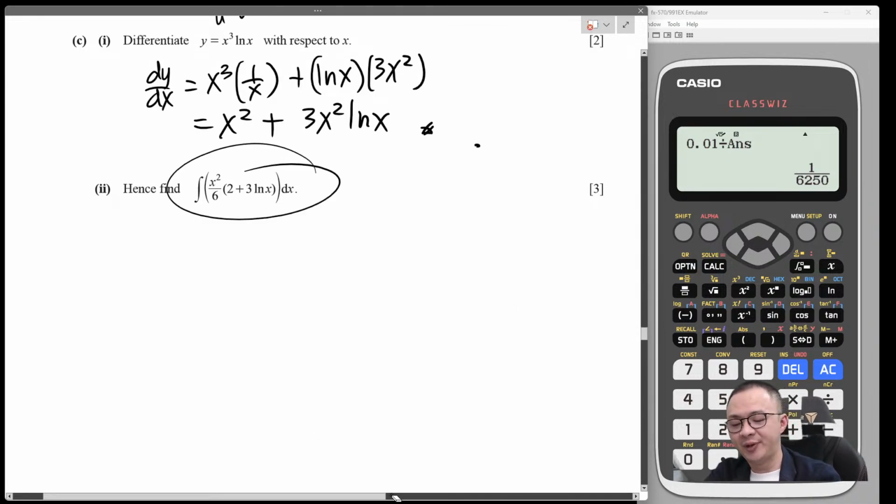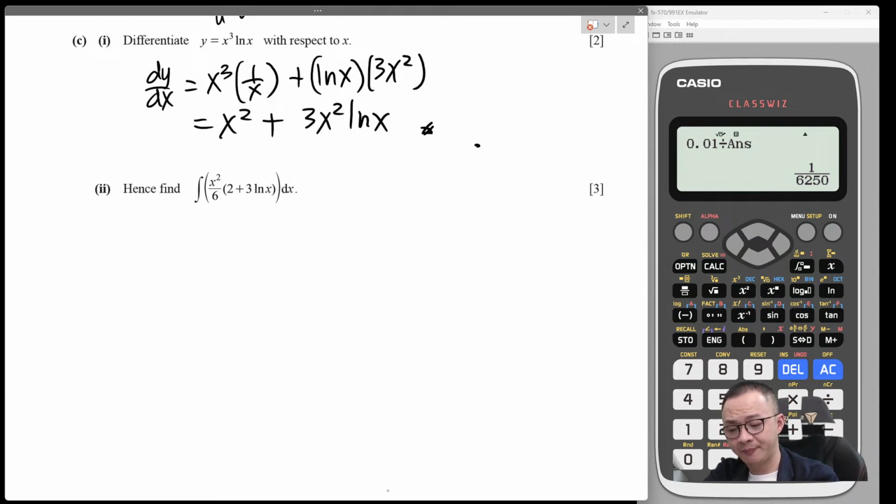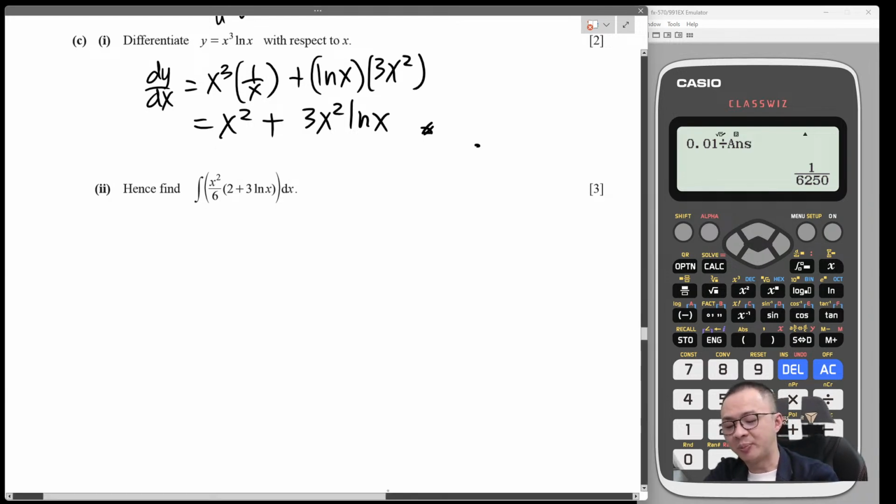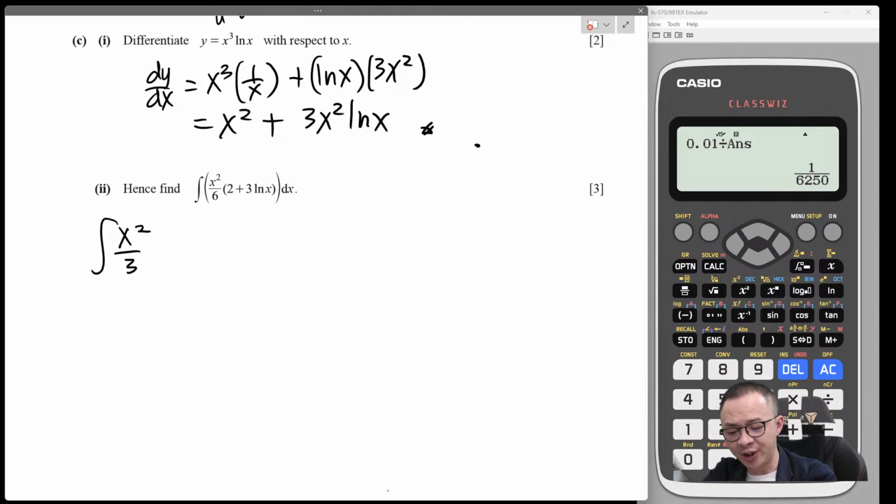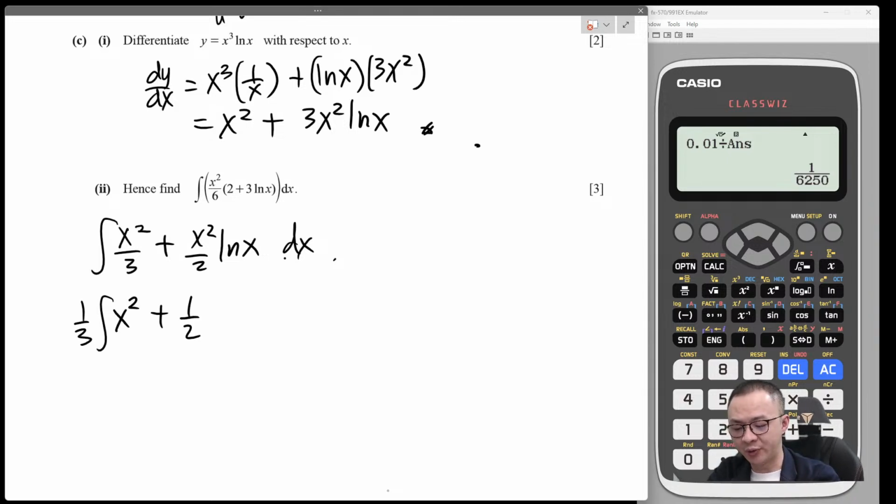Okay, this one I will just multiply in first. So this one will become x squared over 3 plus 3 and 6 simplify, become x squared over 2 ln x. Isn't it? 3 divided, yeah, correct. dx. Okay, let me write nicely a little bit. So I will integrate this one: 1 over 3 I leave outside is x squared, plus this one 1 over 2 I leave outside x squared ln x.